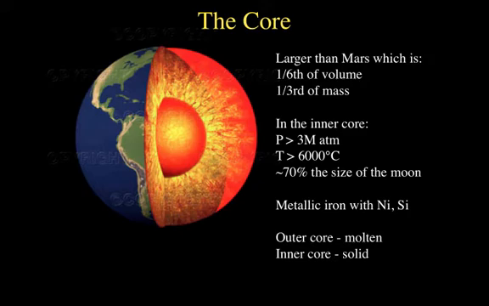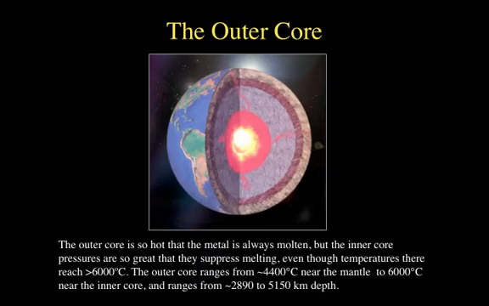The inner core has pressures more than 3 million atmospheres and temperatures in excess of 6,000 degrees Celsius. It's about 70% the size of the Moon. And the core is mostly metallic iron with some nickel and silicon. And of course, the outer core is molten and the inner core is solid. The outer core is so hot that the metal is always molten, but the inner core pressures are so high that they suppress melting, even though temperatures there are over 6,000 degrees Celsius.